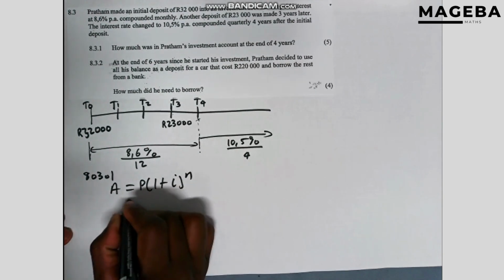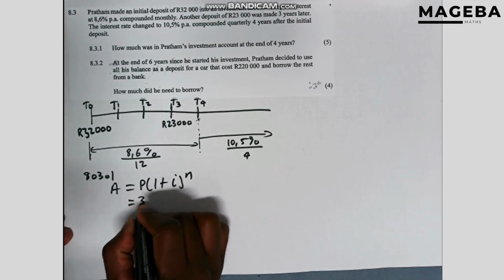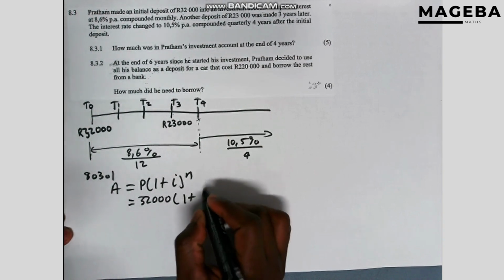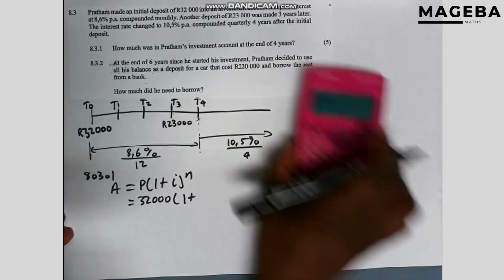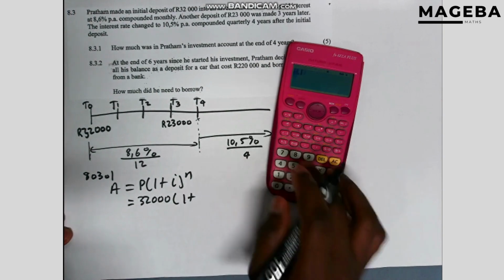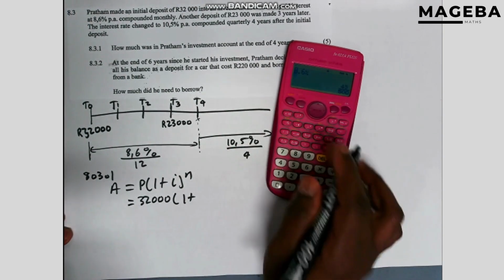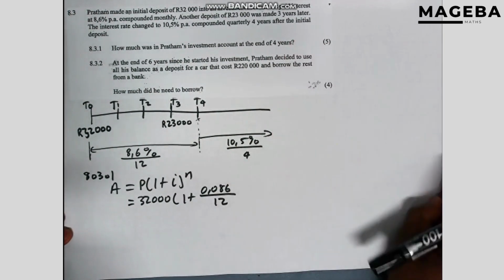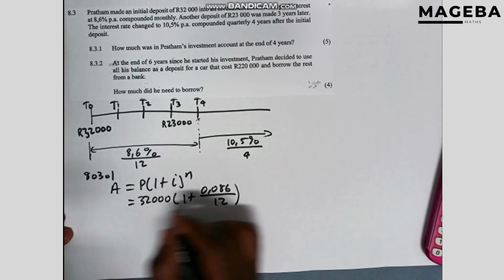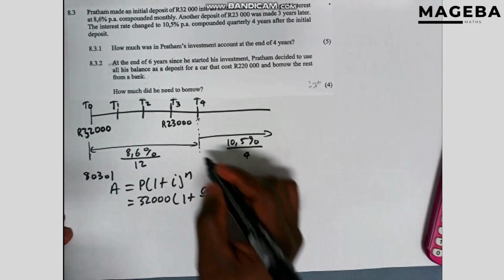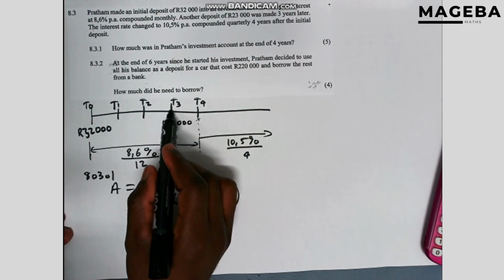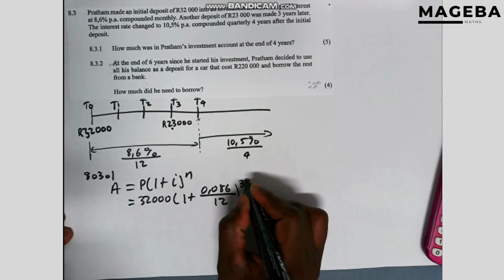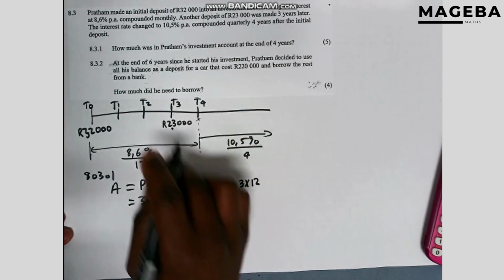i) to the power n. The initial deposit was 32,000 times 1 plus the interest rate, which is 8.6%. 8.6% is what? 0.086, and then you divide it by 12, and then 3 years. Now 3 years before it deposit 23,000, so it's going to be 3 times 12.